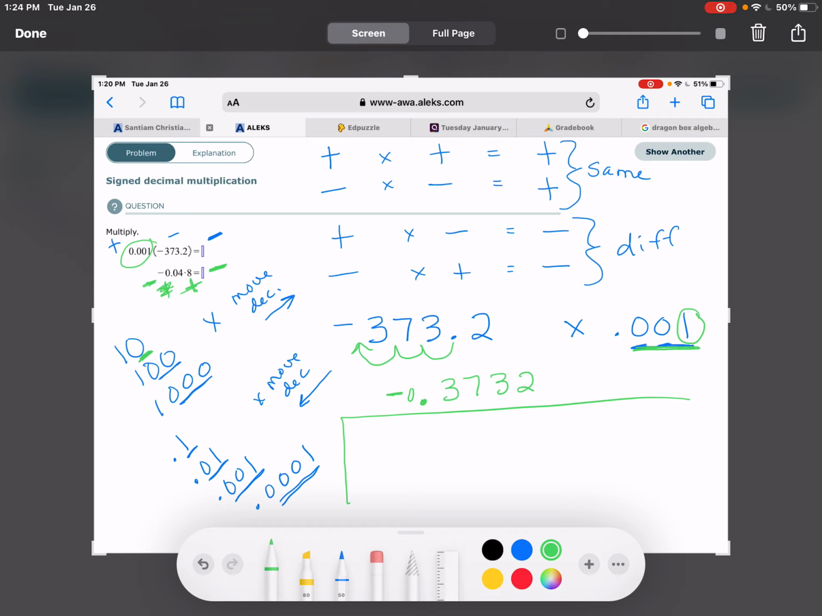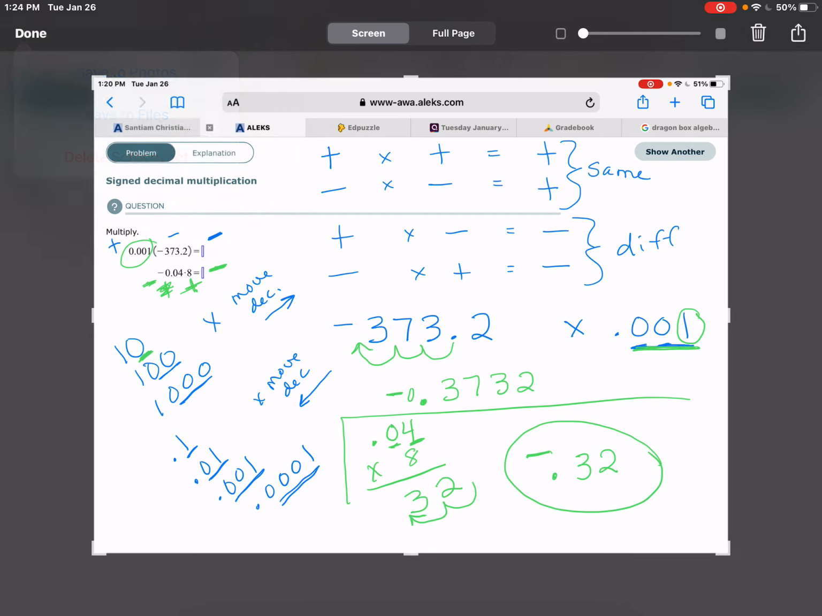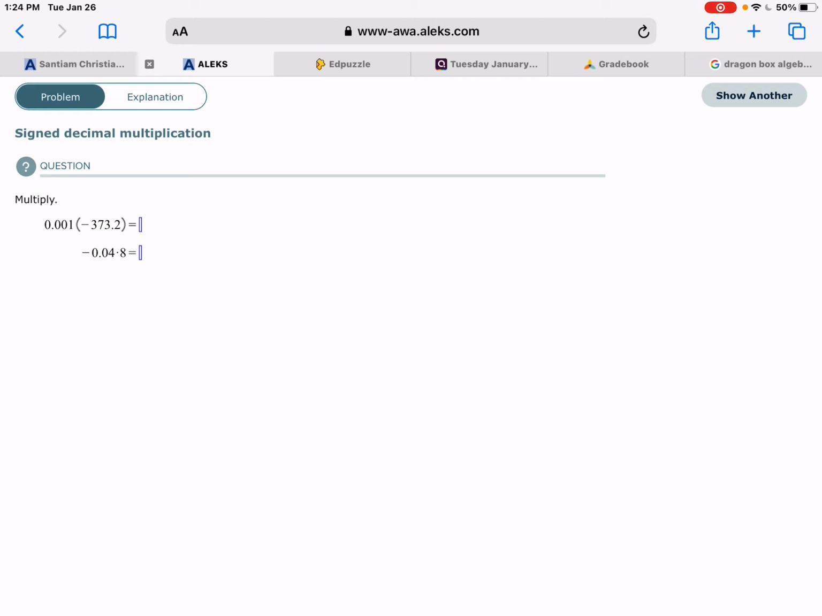In thinking about 0.04 times 8, I am going to just do the 4 times 8, which is 32. And now I'm going to go back to my original numbers and count up any decimal places that I need to take care of. 1, 2. I need to get 2 decimal places. So my answer is going to be 0.32. And I already decided, since it was negative times positive, that it's going to be a negative. And that's it. I'll do one more to make sure that I answered your question, hopefully.